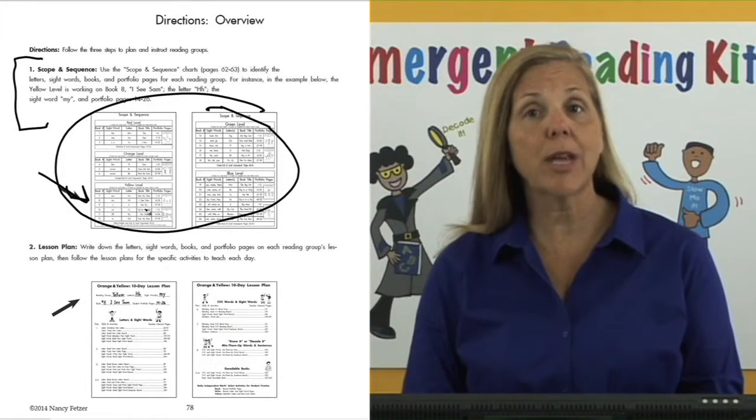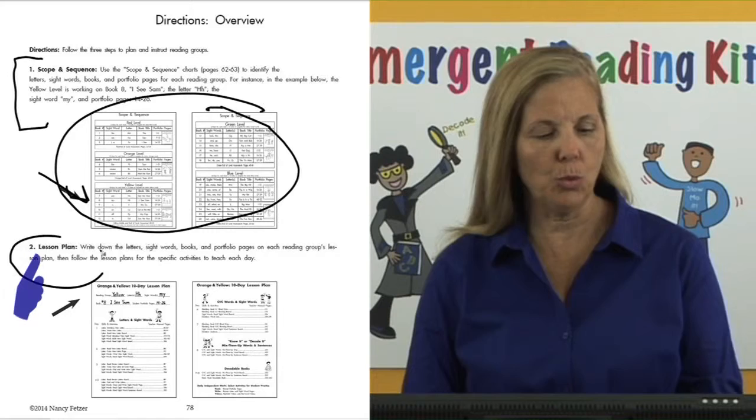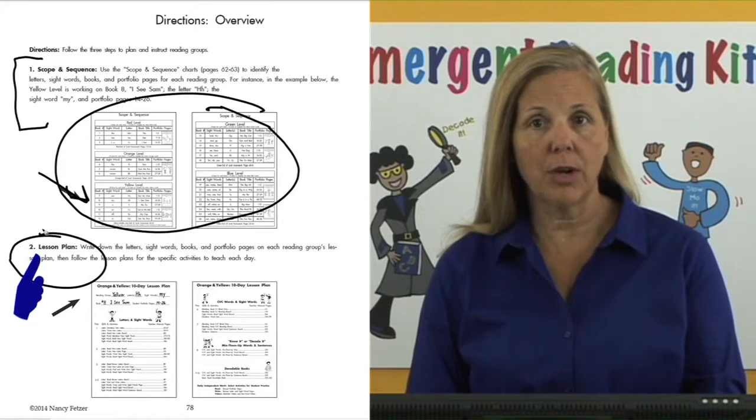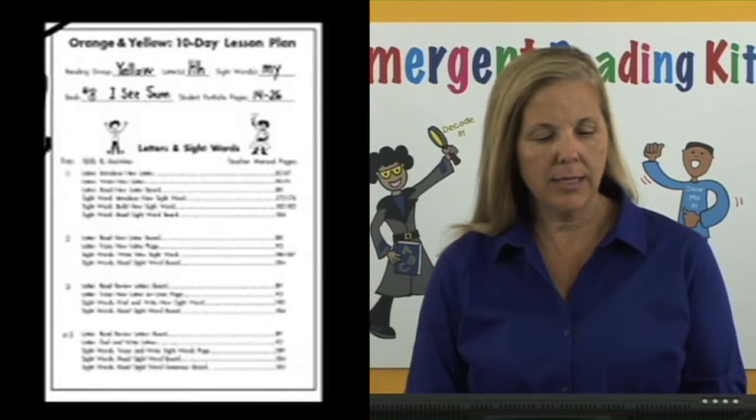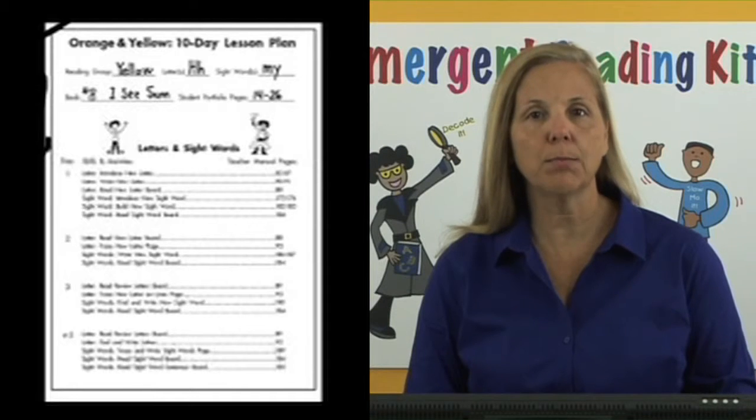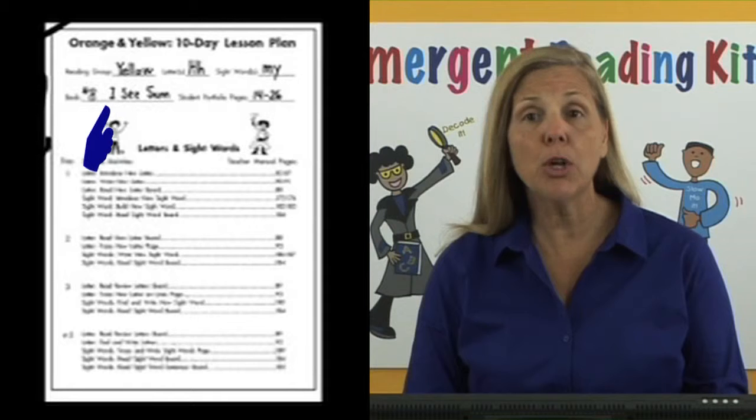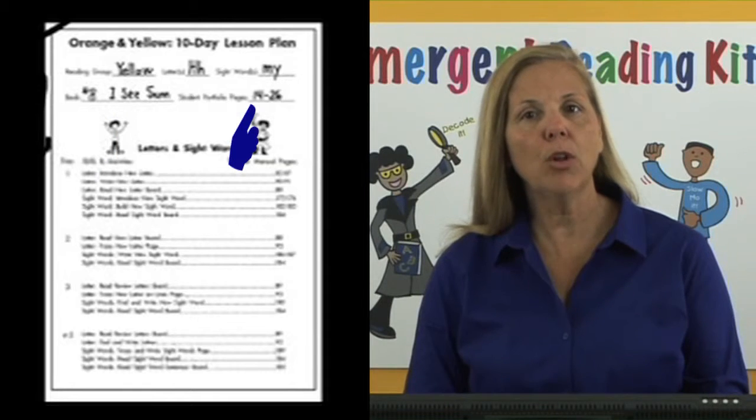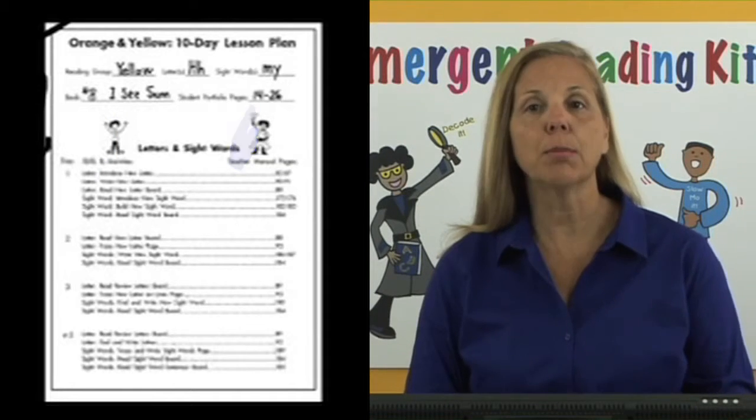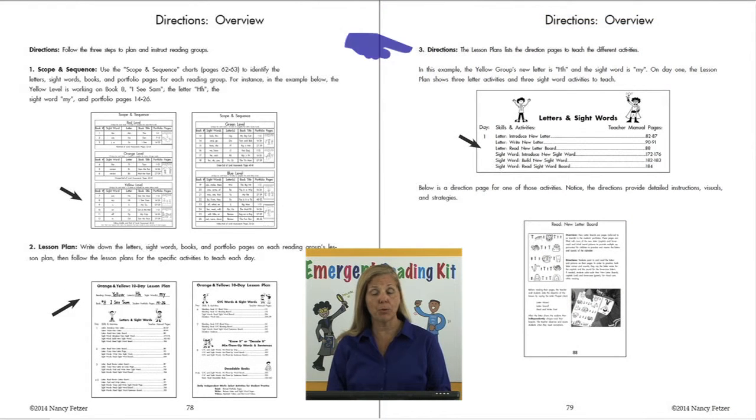After identifying those items, go to step 2. Take this information from your scope and sequence and write that on your lesson plan. Write down the letters, sight words, the name of the book, the decodable book, and the portfolio pages on this lesson plan. Now we're ready for step 3.